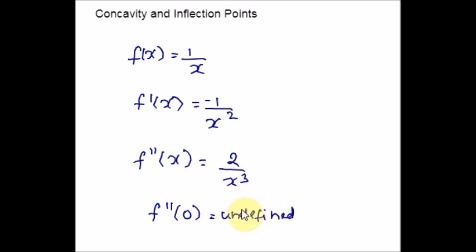Hence, at the point 0, the graph of the function f is neither concave upwards nor concave downwards, because f double dash of 0 does not exist at all. Hope you are clear with this example? Okay, cool. Now let us move on to the next topic, transition and inflection point.